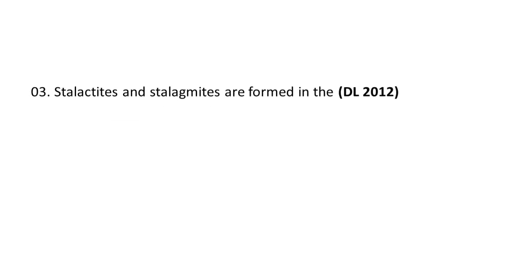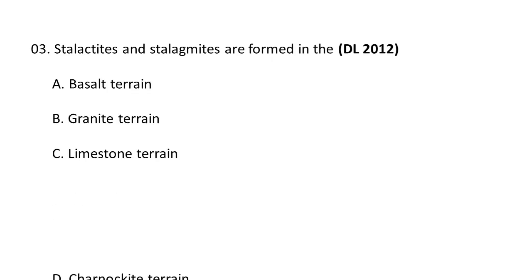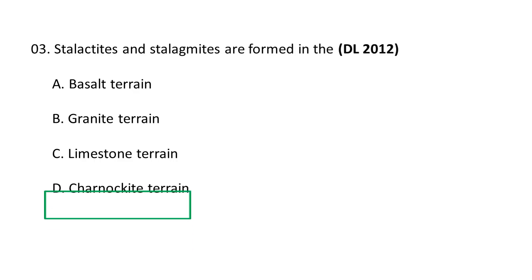Next question. Stalactites and stalagmites are formed in the A. Basalt terrain, B. Granite terrain, C. Limestone terrain, D. Charnockite terrain. So the correct option is C.